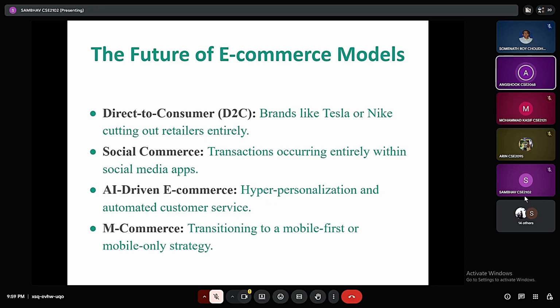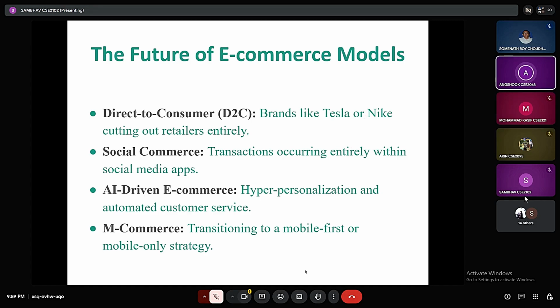Earlier, brands depended heavily on platforms and middlemen, but now we see models like direct to consumer, where brands want a direct relationship with users from discovery to delivery. At the same time, shopping is becoming less intentional and more embedded in our daily lives. Social media is no longer just for scrolling; it's becoming a shopping mall. That is why direct to consumer, that's brands like Tesla or Nike cutting out retailers entirely.